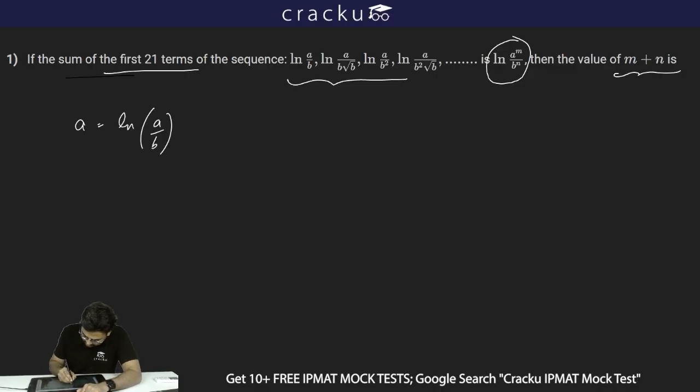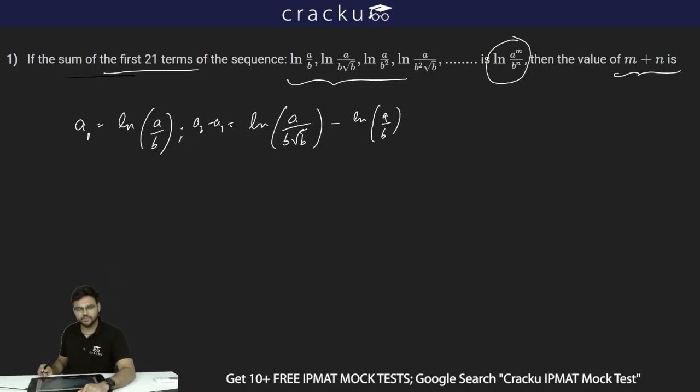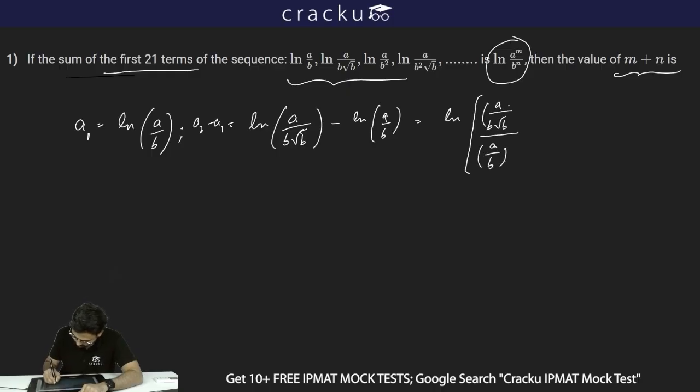Now let me find the difference between the first and the second term. I am doing a2 minus a1. a1 is ln(a/b). So a2 minus a1 is ln(a/(b√b)) minus ln(a/b). I can just write this as ln of (a/(b√b)) divided by (a/b). The a and b get cancelled and this will be equal to ln of 1/√b, or ln b to the power minus 1/2, or I can write minus 1/2 ln b.